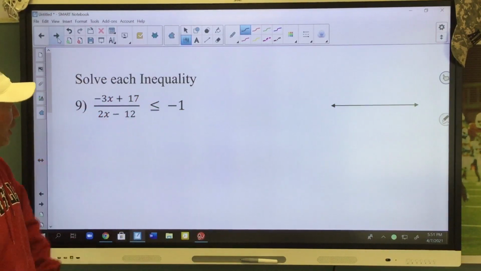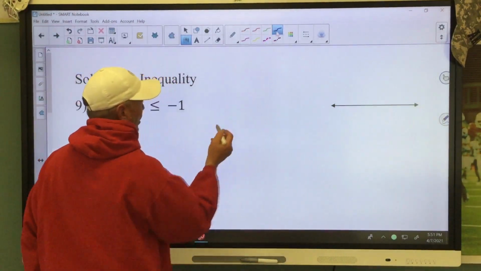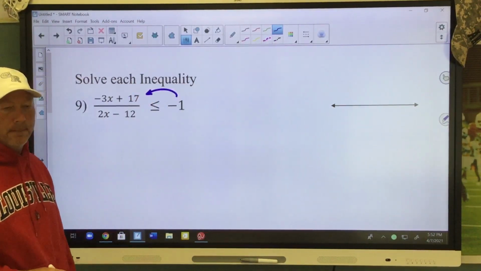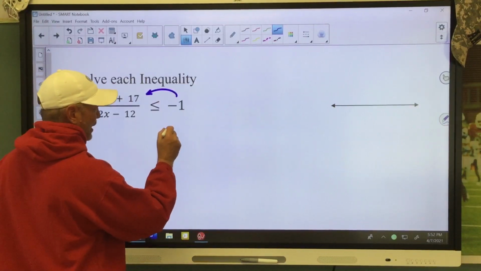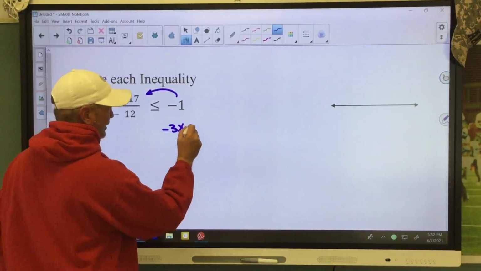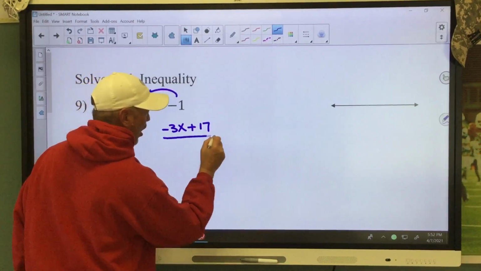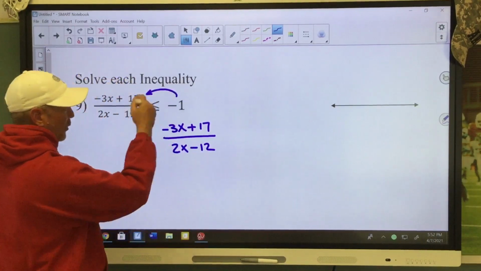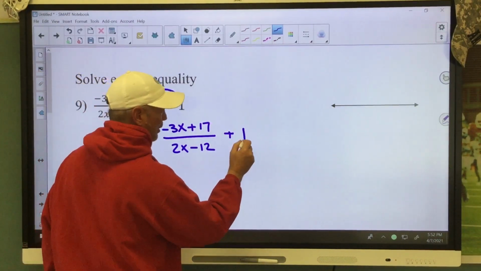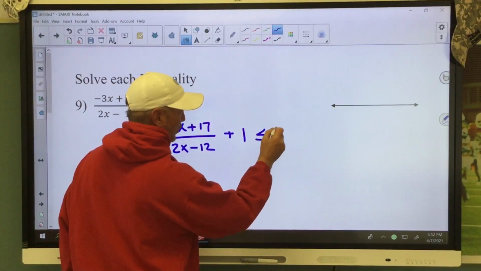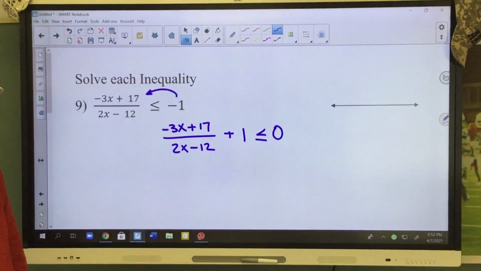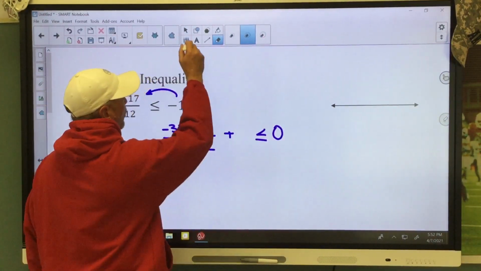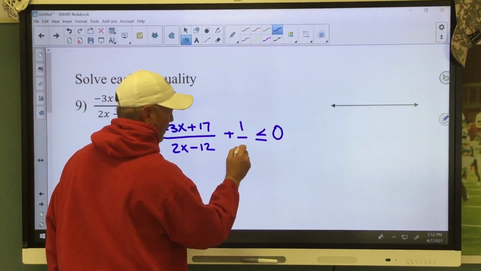We need to solve the inequality. This one's a little special because we're going to have to move the 1 first. We're going to have to move it to the other side by adding 1. So we're going to look at negative 3x plus 17 over 2x minus 12. I'm going to add 1, and this is going to be less than or equal to 0. Okay? So I'm going to make this 1 a fraction. We're going to make this 1 over 1.